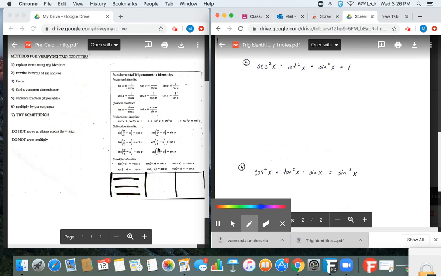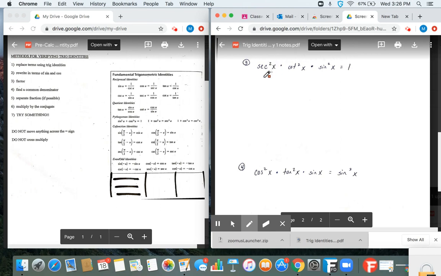Okay, so let me point out again, out of all these identities, we're taking it one step at a time. Right now, we're just focusing on the reciprocal and the quotient identities, and as far as the methods go, we're sticking with the first two right now. All right. So I see secant times cotangent times sine squared x equals 1. Regardless of what the exponent is, these identities still hold true.